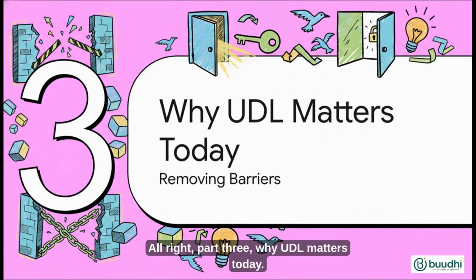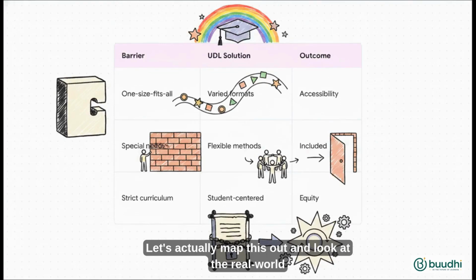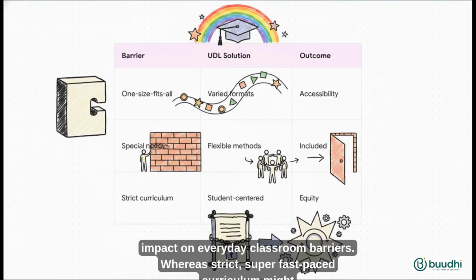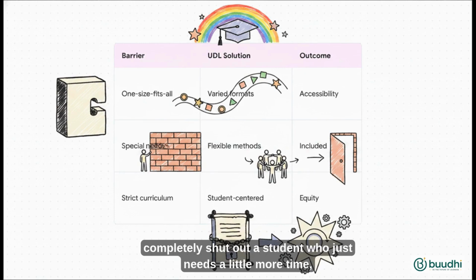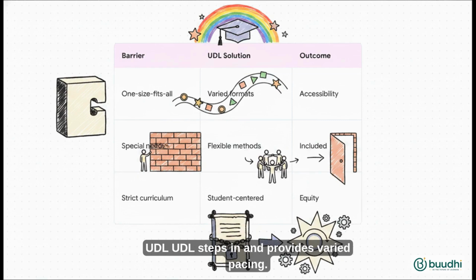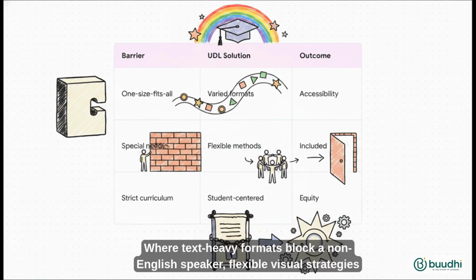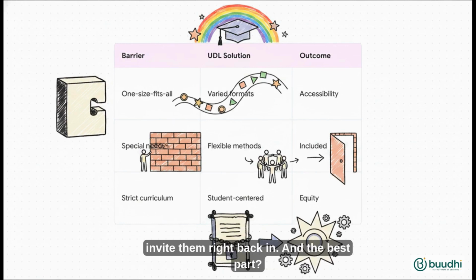All right, Part 3, Why UDL Matters Today, Removing Barriers and Unlocking Potential. Let's actually map this out and look at the real-world impact on everyday classroom barriers. Whereas strict, super fast-paced curriculum might completely shut out a student who just needs a little more time, UDL steps in and provides varied pacing. Where text-heavy formats block a non-English speaker, flexible visual strategies invite them right back in. And the best part? It does all of this without ever lowering academic standards.